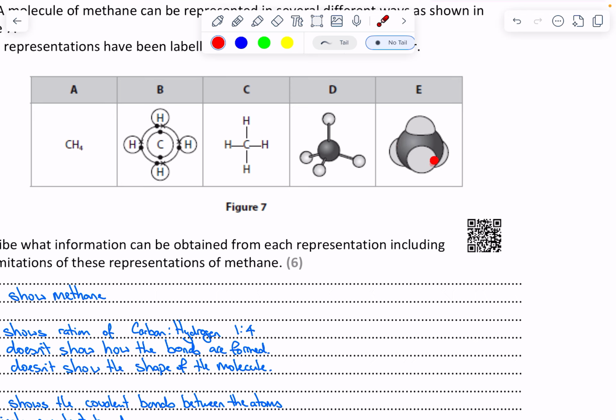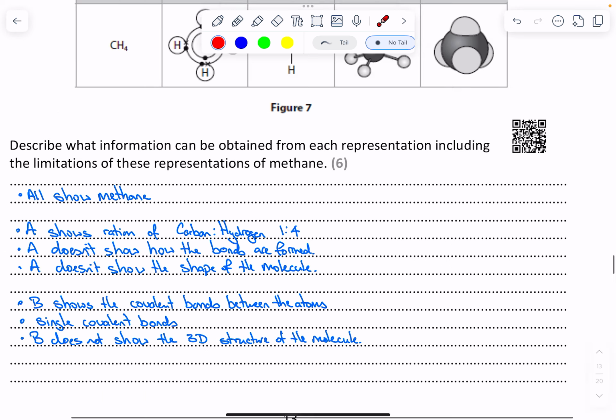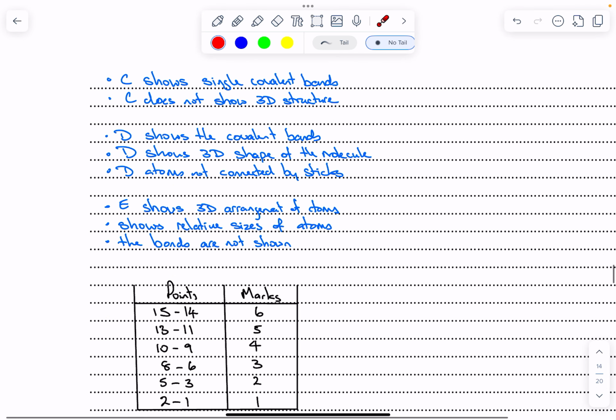Come back up here to E. E, we've got the shape, which is brilliant. We've got relative sizes, so the carbon in the middle here is much larger than the hydrogens. What I can't see here is the bonds that are being formed. So E shows me 3D arrangement. It shows me the size of atoms, but it doesn't show me the bonds in the structure.